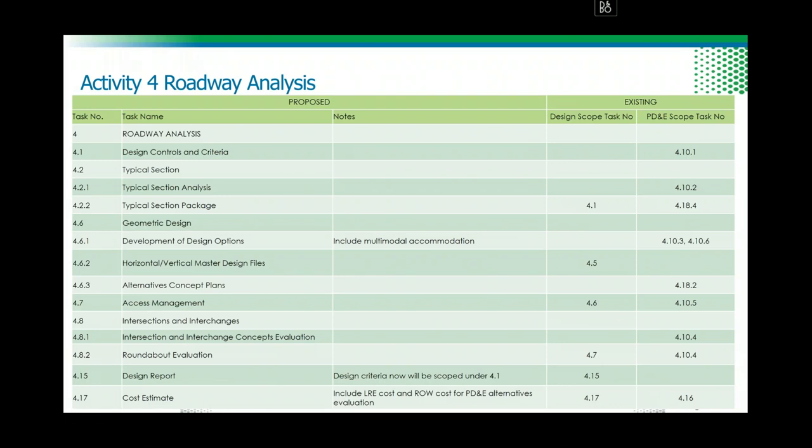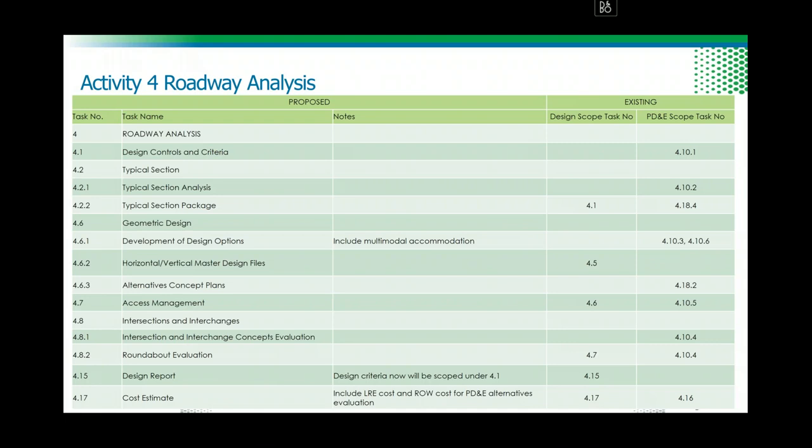Then 4.6.2, which is horizontal vertical master files, and 4.5, nothing has been changed there other than clarifying a little bit. Alternative concept plans, we added that one. It's related to geometric design. That one is coming from 4.18.2 of the PD&E studies. And our thinking here is that you need to have some design options. You need to have vertical and horizontal files before you can come up with a concept plan. Okay, so we moved that in there.